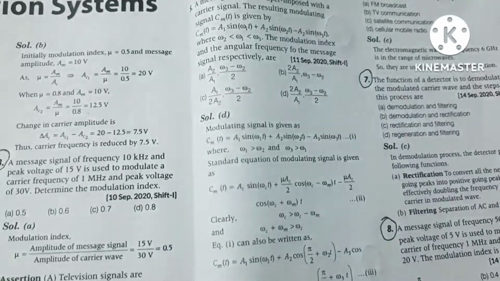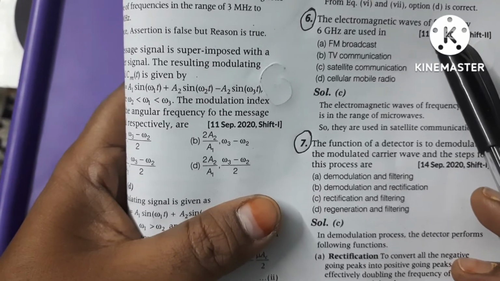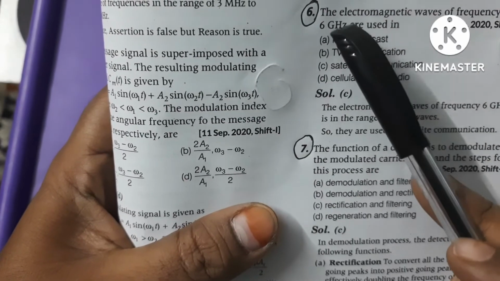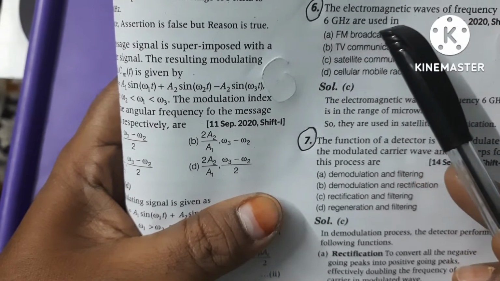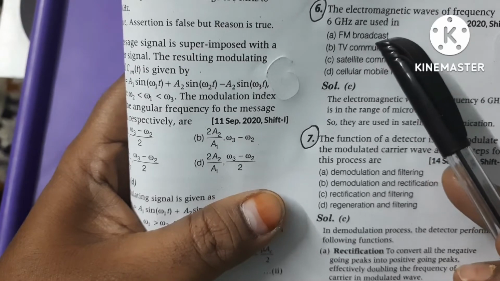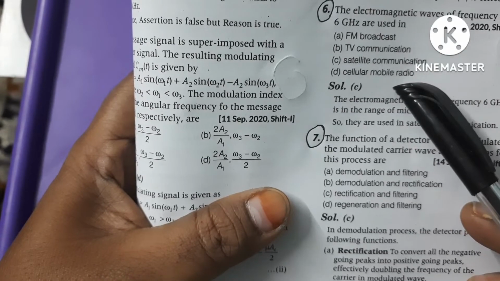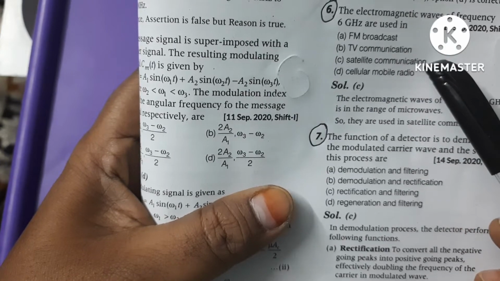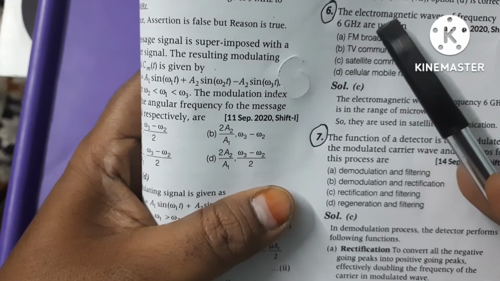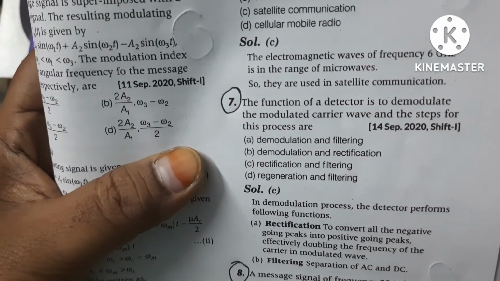What is the given data for the next question? Look, this is also very easy. The electromagnetic waves of frequency 6 gigahertz, giga meaning 10 to the power of 9, are used for FM broadcast, TV communication, satellite communication, cellular, mobile radio. So which one are we using? Satellite. For satellite communication we use 6 gigahertz. So this is simply a theoretical question. Then come to the seventh one, it is also very easy.